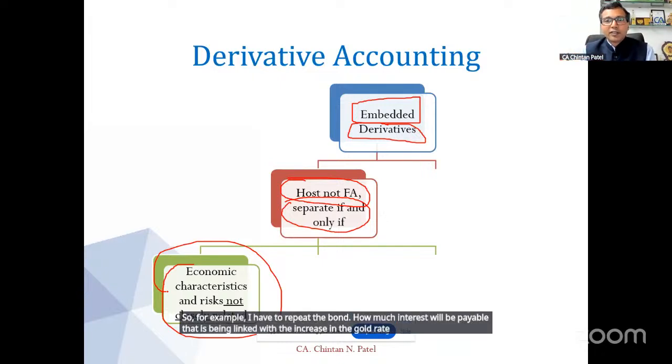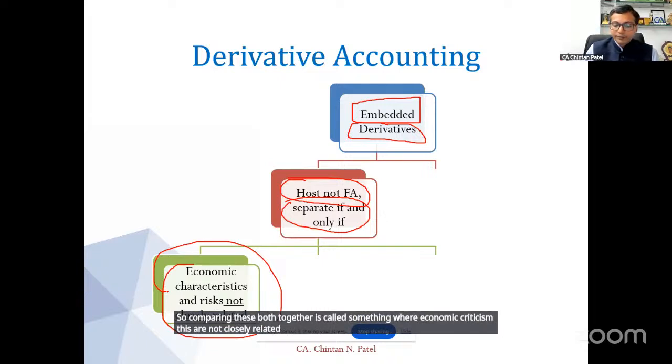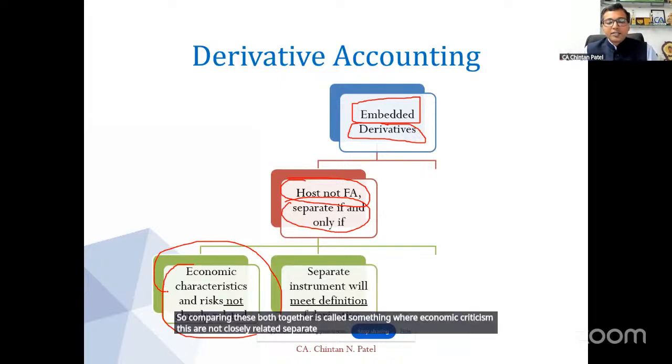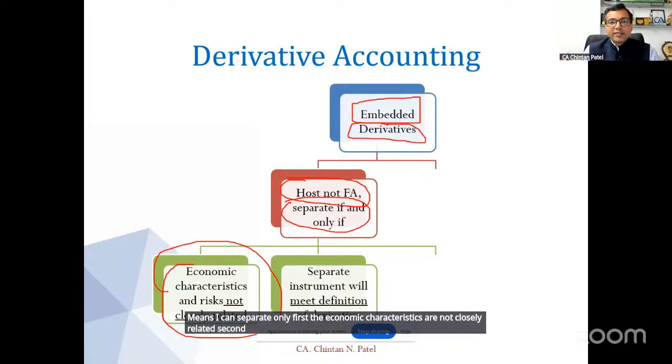So for both of these, there are no connected economic characteristics. Gold is a different class of asset and the bond is a different class of asset. So combining these both together is called something where economic characteristics and risk are not closely related. Second, I can separate only if the separate instrument would meet the definition of a derivative.